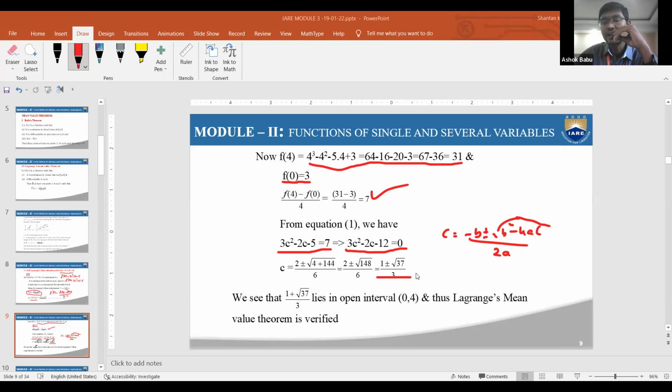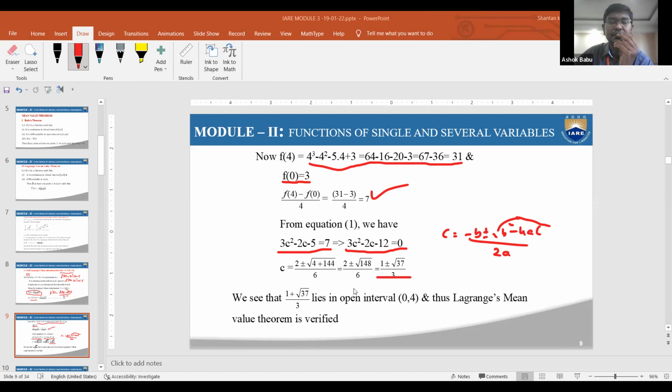But according to Lagrange's theorem, we require only one value to satisfy the condition. Therefore, based upon the condition, 1 plus root 37 by 3 lies in the open interval (0, 4). Therefore, the Lagrange's mean value theorem is satisfied, because the function is continuous, differentiable in the open interval, and the third condition, then there exists c such that f dash of c is equal to f of b minus f of a by b minus a. Since all these conditions are satisfied, the Lagrange's mean value theorem is verified.